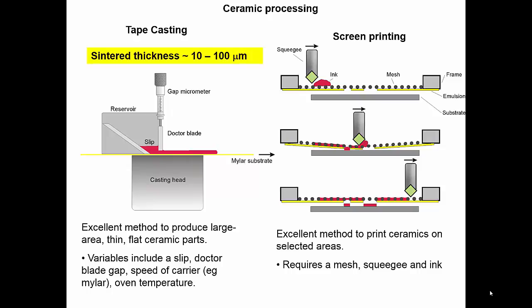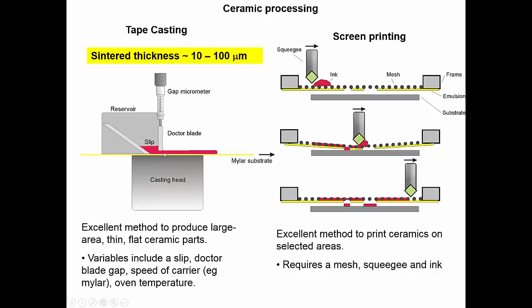And the tape casting apparatus is rather simple and cost effective, and it's an excellent method to produce large area, thin, flat ceramic parts. The variables that are included in tape casting is a slip. This is the solution that contains our inorganic powders, what we want to deposit onto a polymer substrate, in this case mylar, and the thickness of the initial slip is dependent on the height of this doctor blade.